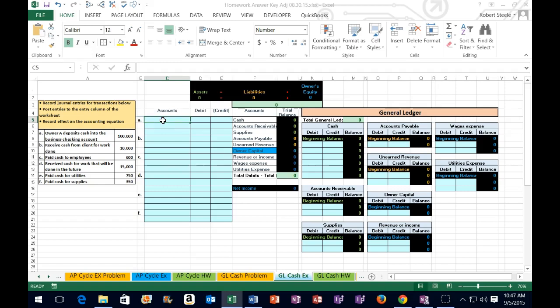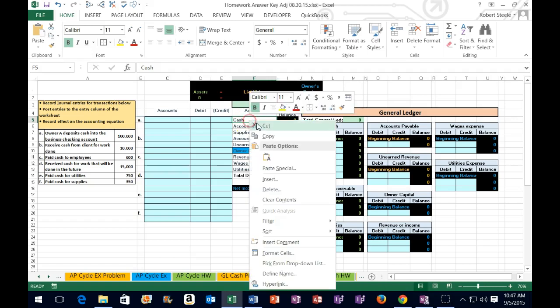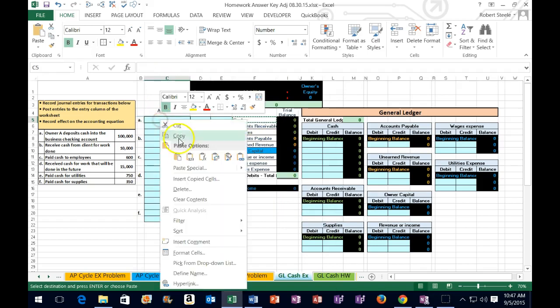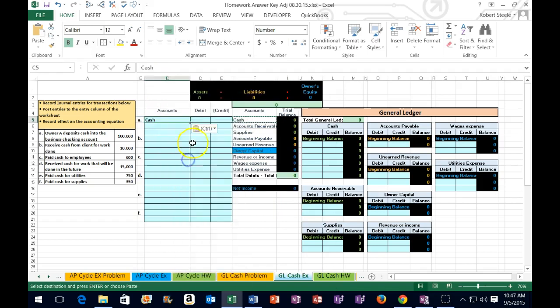So we've got owner A deposits cash into the business checking account, $100,000. So first question, is cash affected? Yes, cash is affected. They put $100,000 into the checking account. Therefore, cash has a debit balance. We're going to make it go up by doing the same thing to it, which in this case would be another debit. So I'm going to right click on this, copy it, go to cell C5, right click, paste it 1, 2, 3. We're going to put the debit here, 100,000.